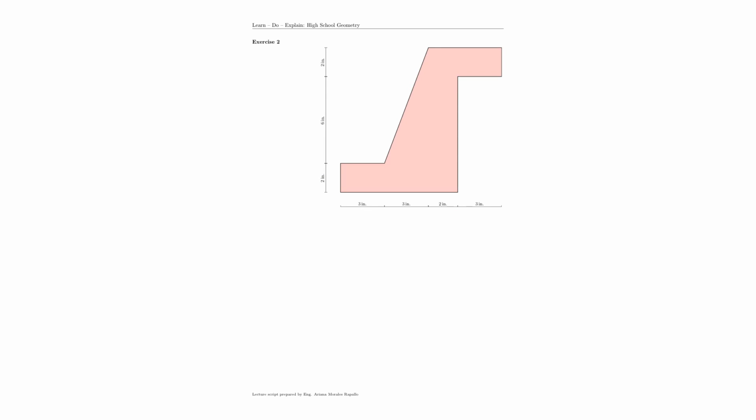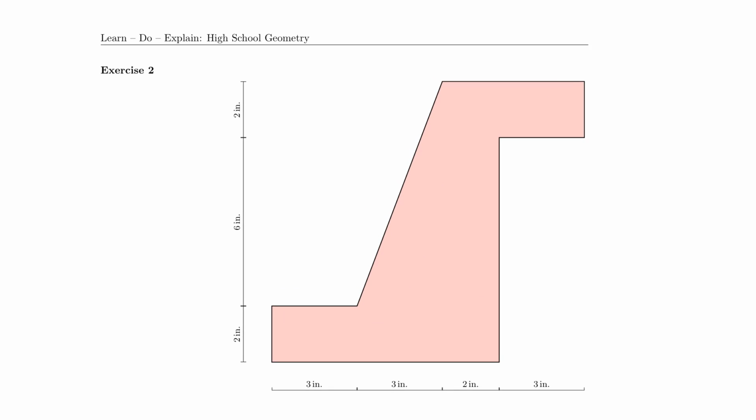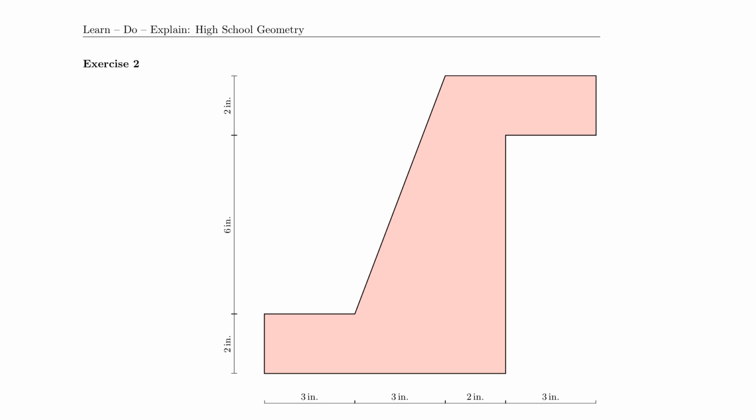Okay, so in this example, we have another composite shape. Remember that composite shape is because it is made out of individual simpler shapes. Okay, so in this case, let's divide it by simpler shapes. If we divide right here, we have a rectangle at the bottom. If we divide right here, we have a triangle on your left. And if we divide right here, we have a triangle at the top and triangle here.